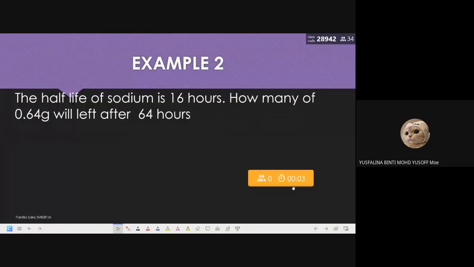It says here the half-life of sodium is 16 hours. How many 0.64 gram will we have left after 64 hours? So you have to know how many half-lives there are for 64 hours.